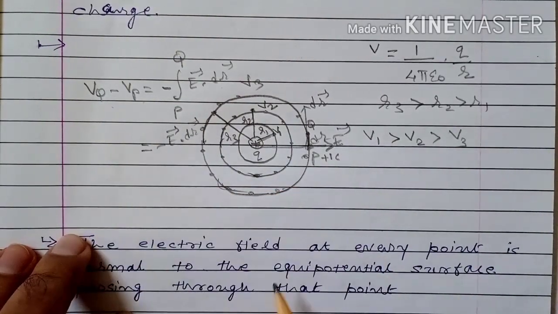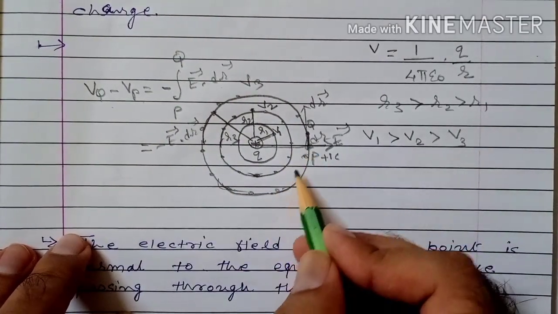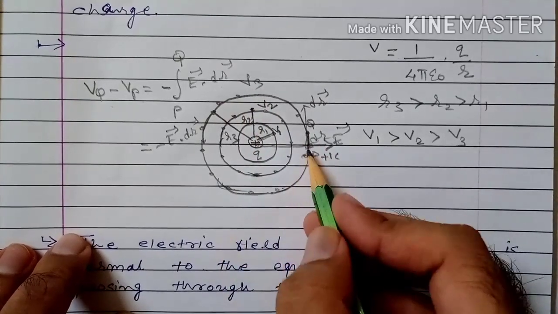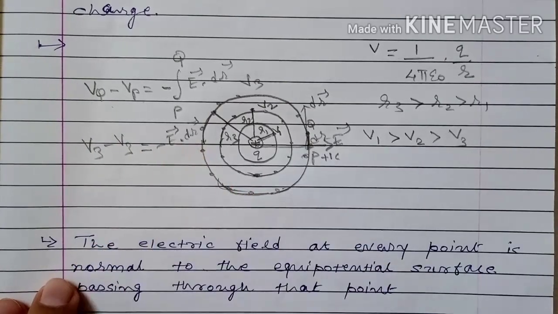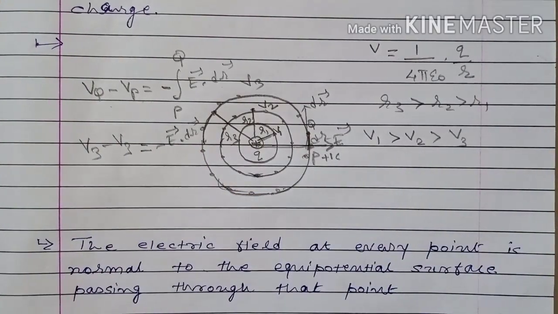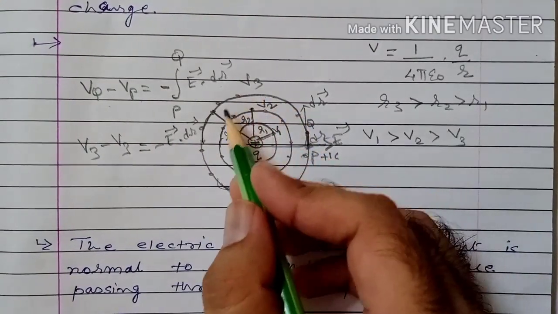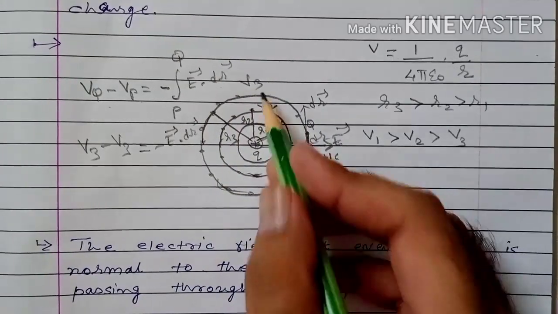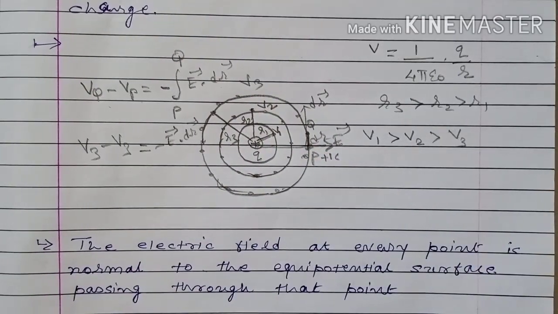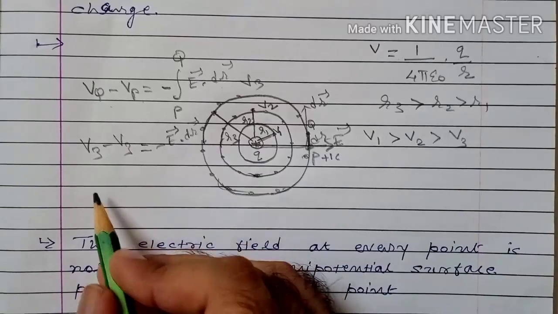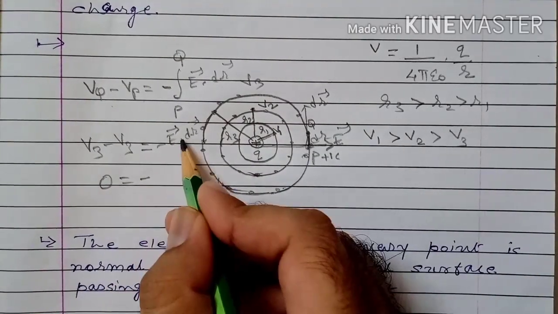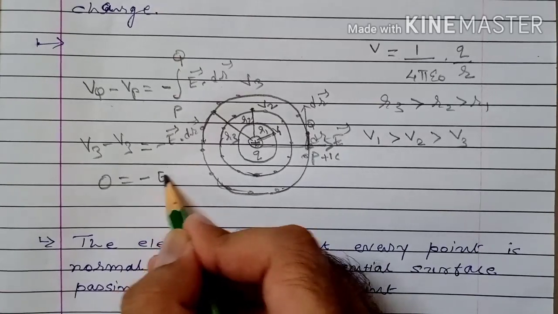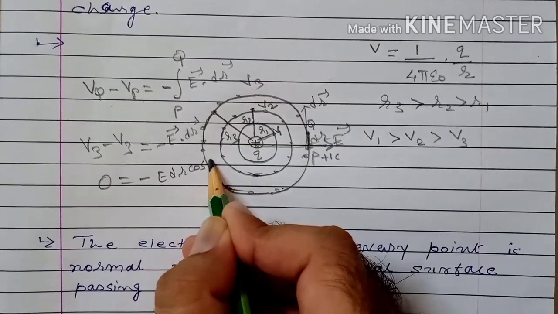But what is the potential at point P? That is V3. What is the potential at point Q? That is V3. So V3 minus V3 is equal to minus E vector dot dr vector. On each and every point on this third sphere, potential is V3, because this is equipotential surface. Therefore V3 minus V3, that is 0. So we can write this is minus, if we remove dot, then it can be written as E dr cos theta.